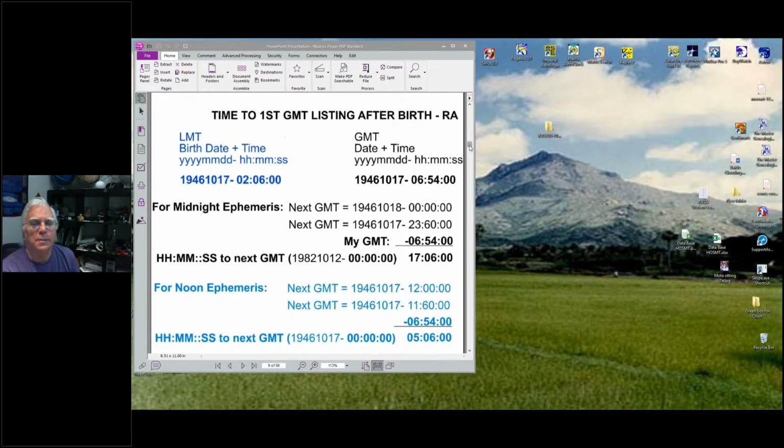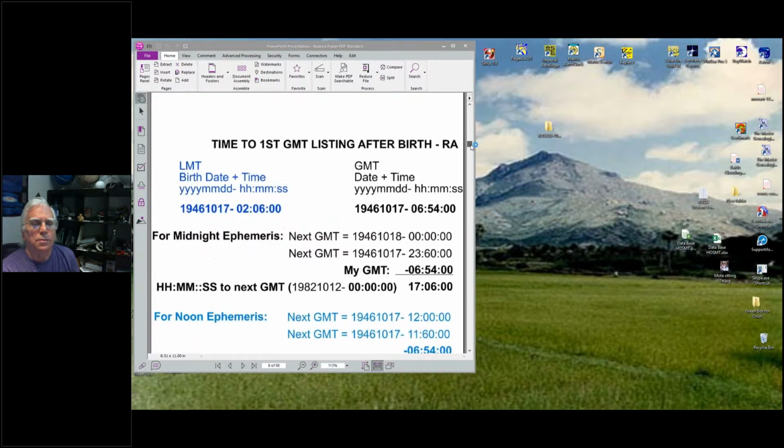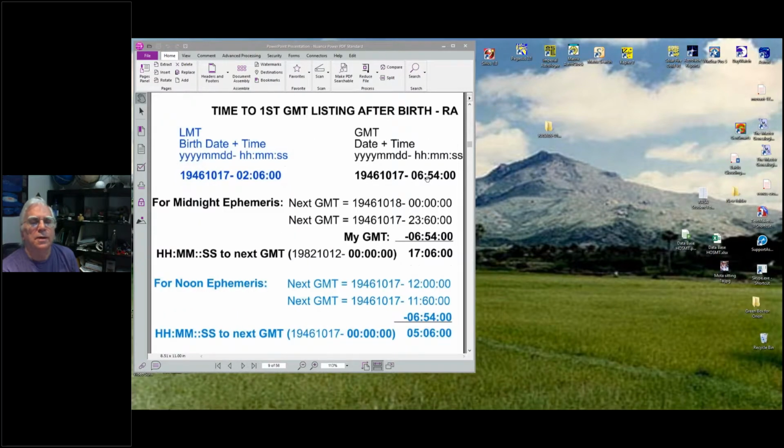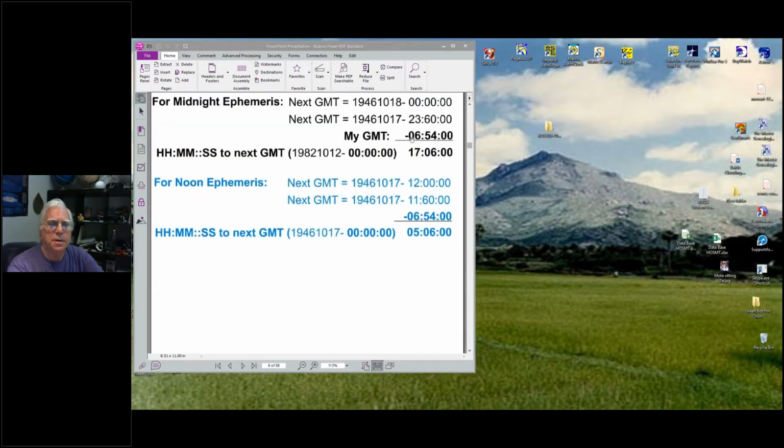Okay, so let me back up a second here. 4:54 to GMT. 5:54. So then the 5 hours to GMT, 4:54, 6:54. Okay, something's puzzling me there. Okay, sorry. We get the GMT.